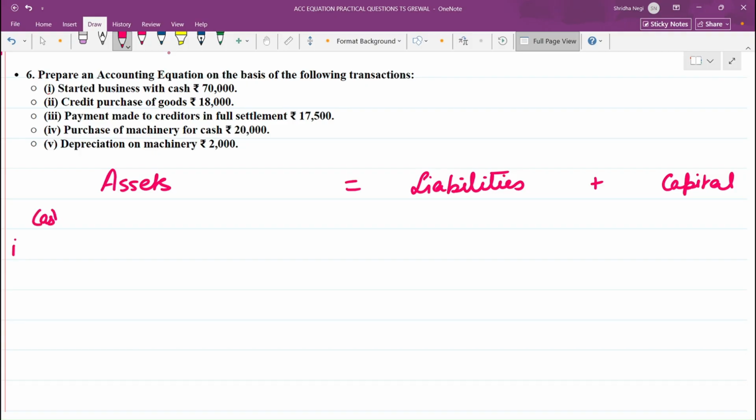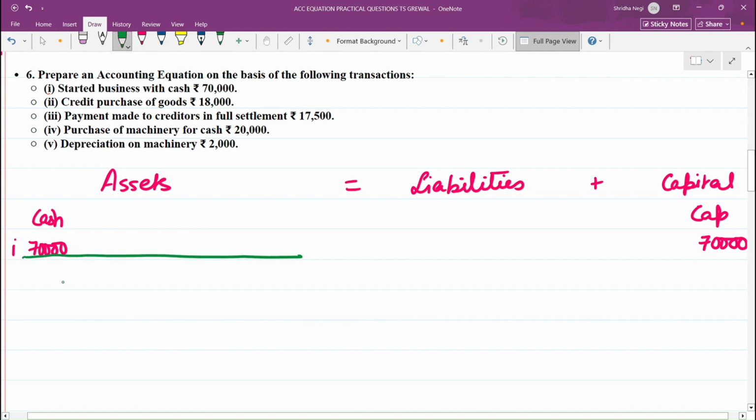So cash is coming in as an asset. So 70,000. Okay? And capital is also increasing by 70,000 because the owner is getting it. Okay. Now let's get the values down. So 70,000 cash will come down is equal to, and here what will come down? Capital will come down. Okay.